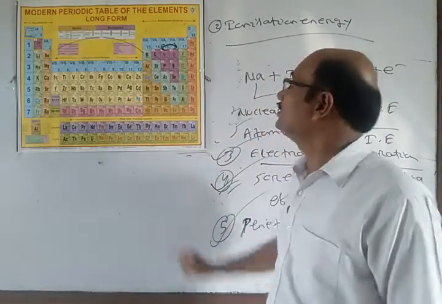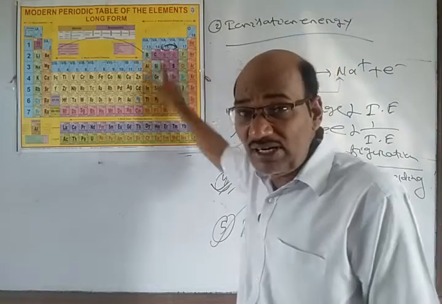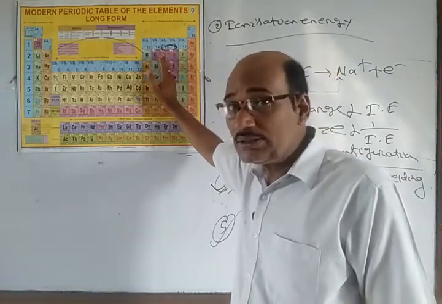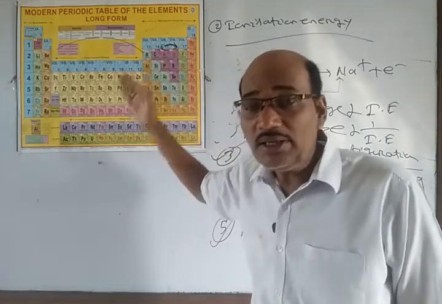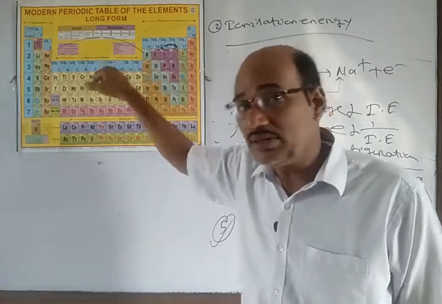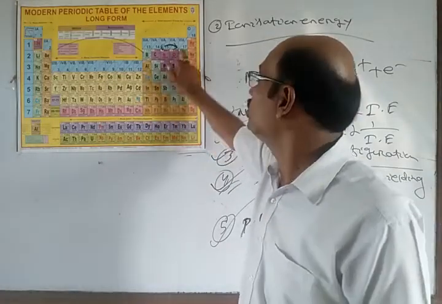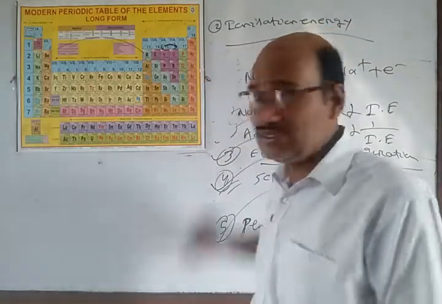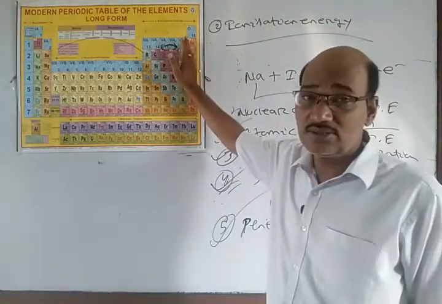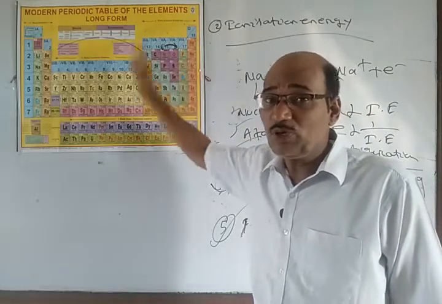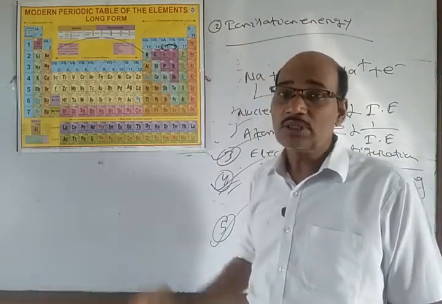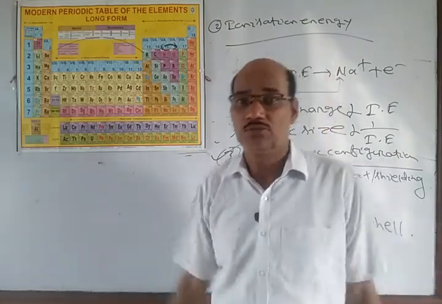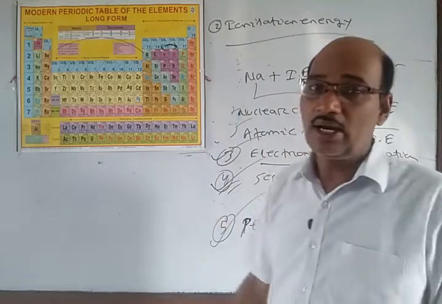Number 4, the ionization energy of group 15 elements is more as compared to group 16 due to what? Due to the stable half-filled electronic configuration of np3 as compared to np4 of group 16. Okay. Number 5, the ionization energy of the noble gases is highest in their respective period due to what? Due to completely filled stable electronic configuration. Okay. So this is all about the ionization energy.